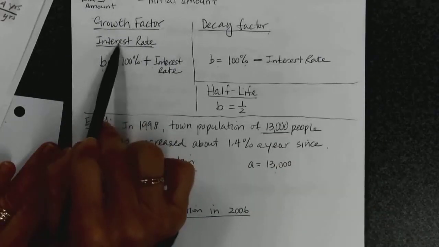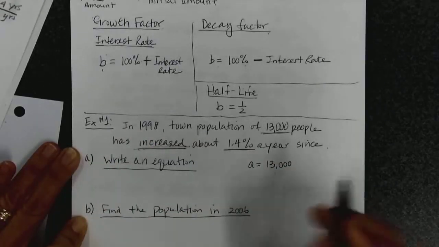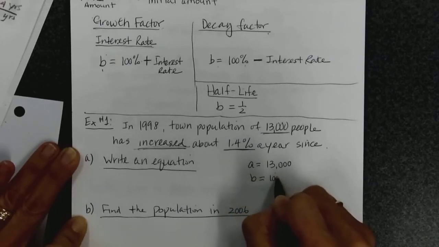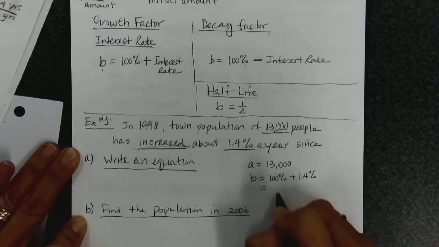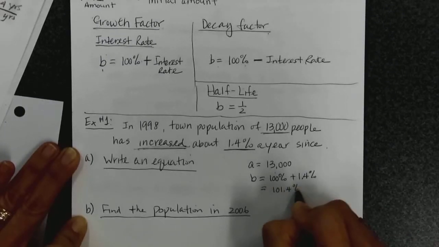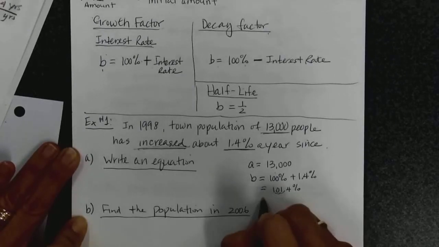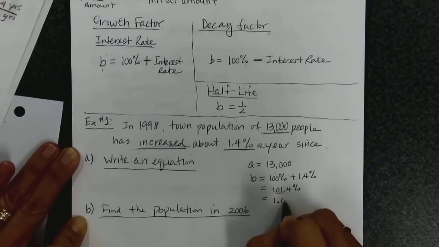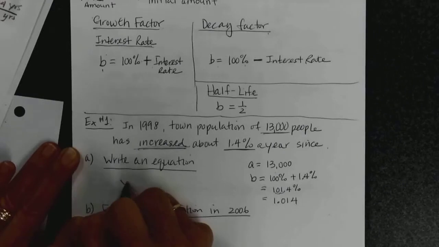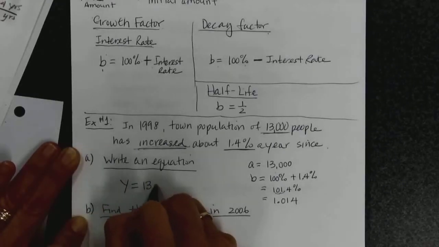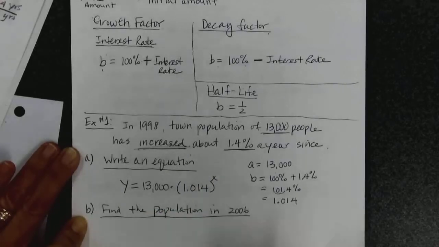Now remember, for a growth factor, because it's increasing at 1.4% a year, our B value will be 100% plus 1.4%. And when we add it together, we get 101.4%. And we always convert it to decimal when we're doing calculations, so we move it over 2, so this becomes 1.014. So that is our b value. So when we write our equation, we get y equals 13,000 times 1.014 to the x power.